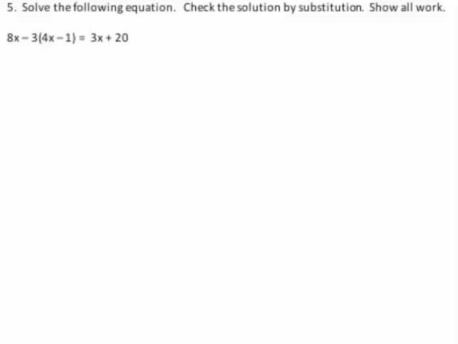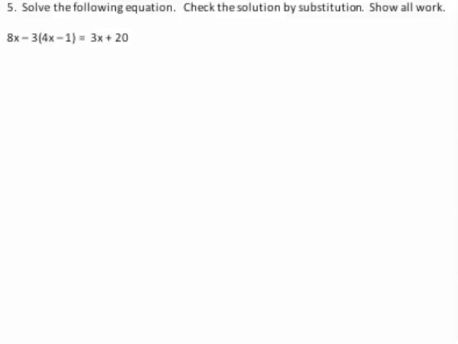Solve the following equation. Check the solution by substitution. Show all work. Alright, well this is a multi-step problem. So the first thing we've got to do is simplify the equation on each side. First part of simplifying is going to be to distribute.